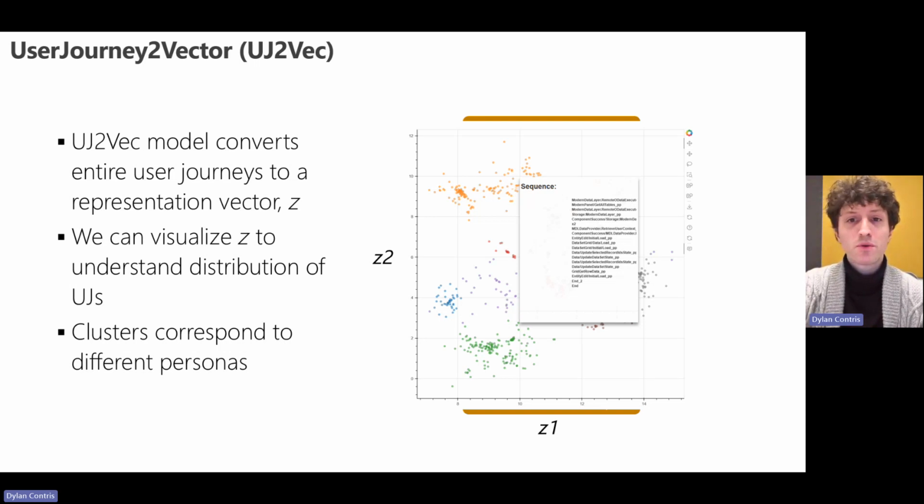In an interactive scatter plot where we can mouse over individual points, we can see the user journey they followed and begin to understand what exactly these clusters mean. This helps us to answer the question, how do people use my product, by showing clusters of categories of use.